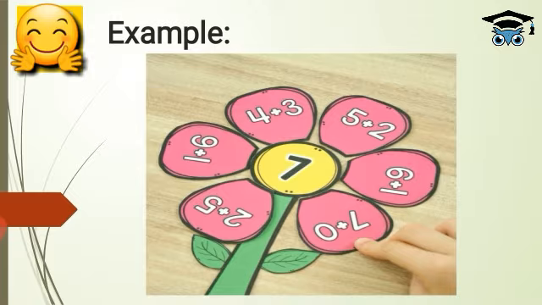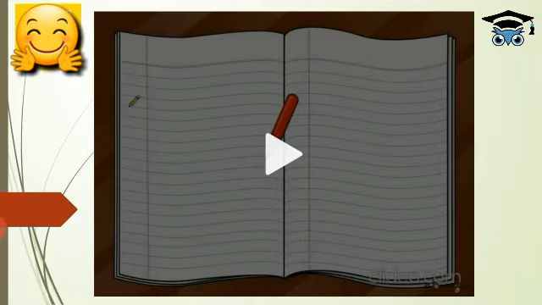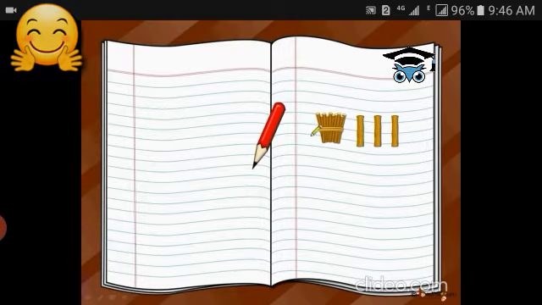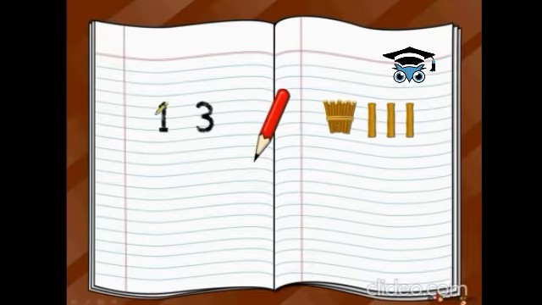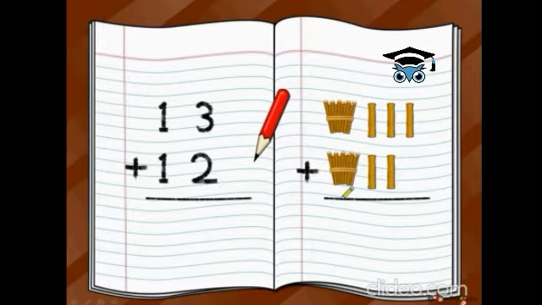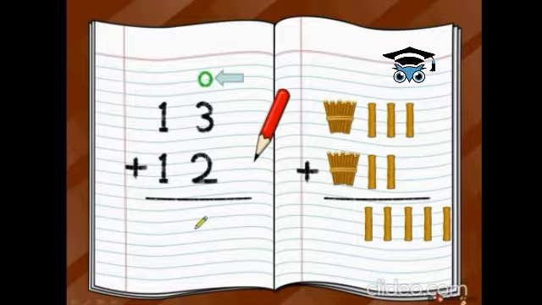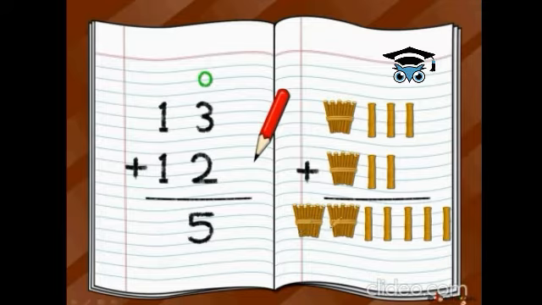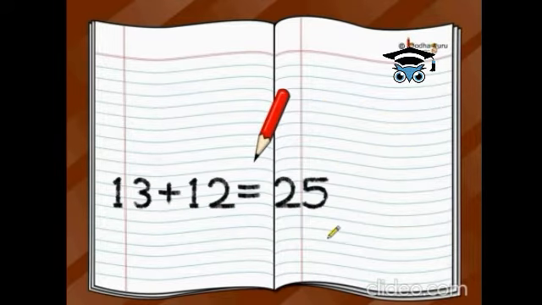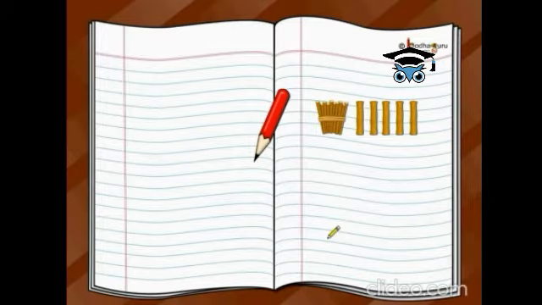Now here is one video for you. With the help of this video, you will clearly understand addition. There are two numbers, 13 and 12. When we start addition, you have to start from the ones. First we start with the ones, then we move toward the tens. Our ones are 3 and 2. When we add 3 and 2, the answer will be 5. When we move toward the tens, when we add 1 and 1, it means 2. When we add 13 and 12, the answer is 25.